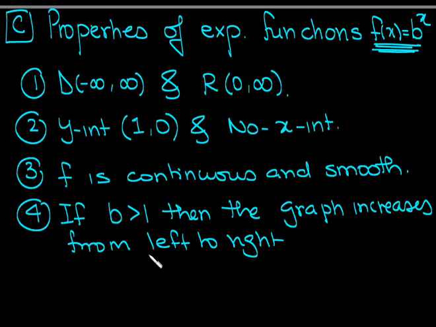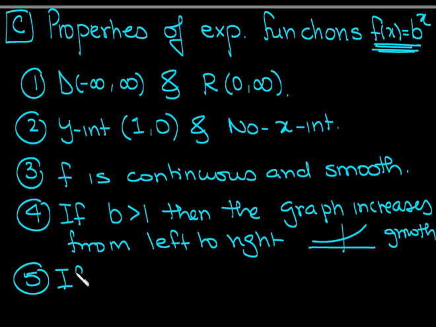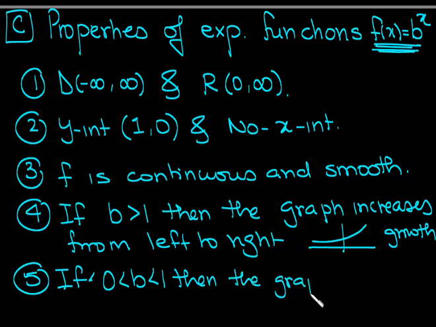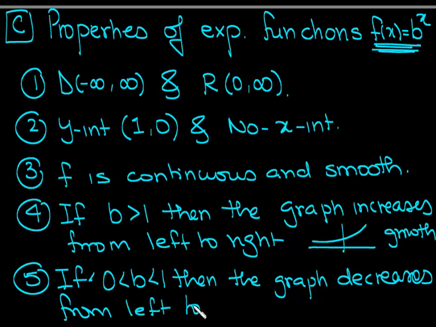So if b is greater than 1, it looks something like this, so it goes up. It's exponential growth, as we called it earlier. We call it a growth. On the other hand, if b is less than 1 and greater than 0, then the graph decreases from left to right, and we drew that also.